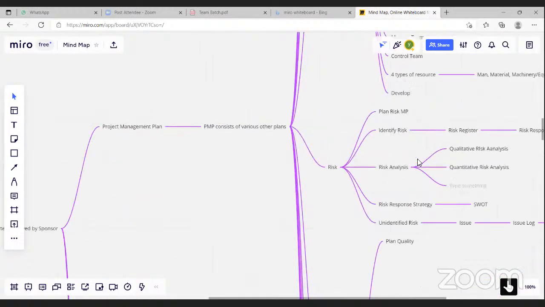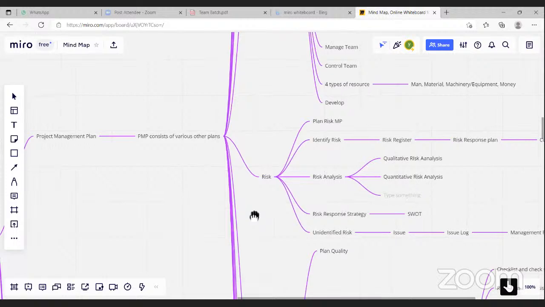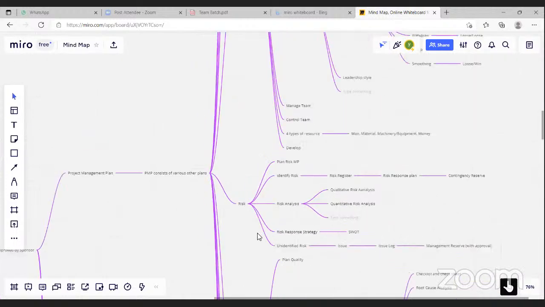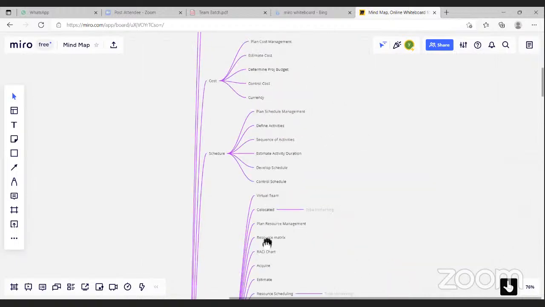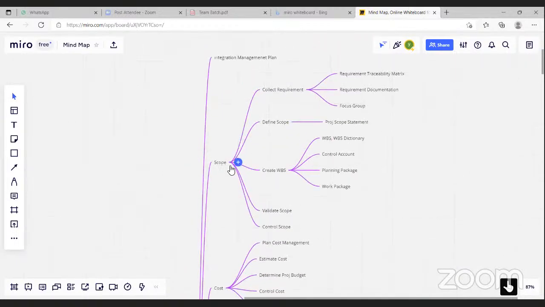Yeah. And then we'll start with the project management plan. The project management plan consists of other main management plans. Yeah, we'll start with the first topic, which is scope.